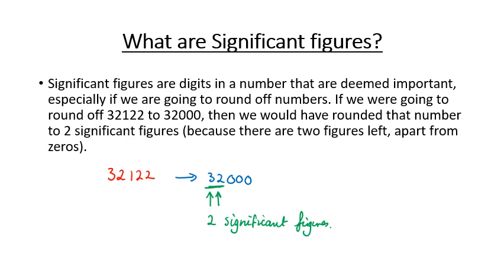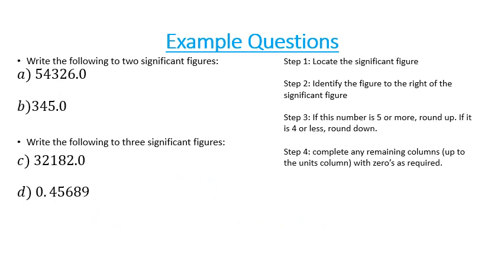If we wanted to round it off to three significant figures, we could potentially do something like this. Because here we have 1, 2, 3 significant figures. All right. Now there's a way of determining how we actually write two significant figures, and we're going to go through a few examples that will help you to understand that. So here are some example questions, and on the right hand side of the screen are some steps to help you ensure that you write the correct thing.